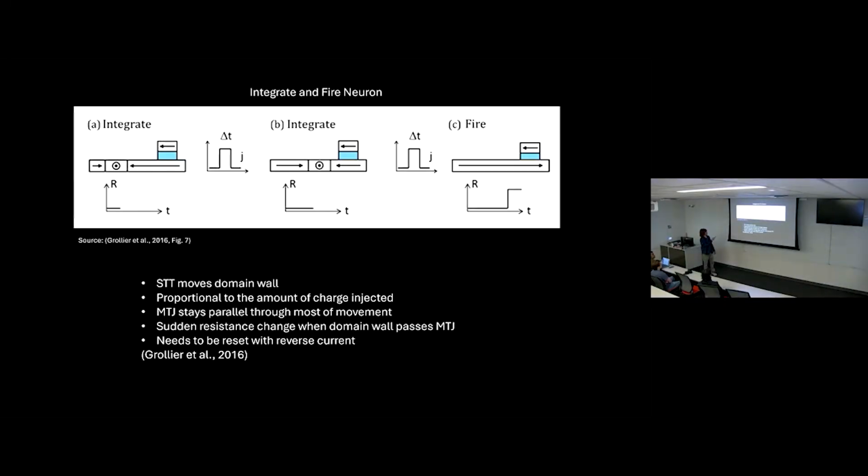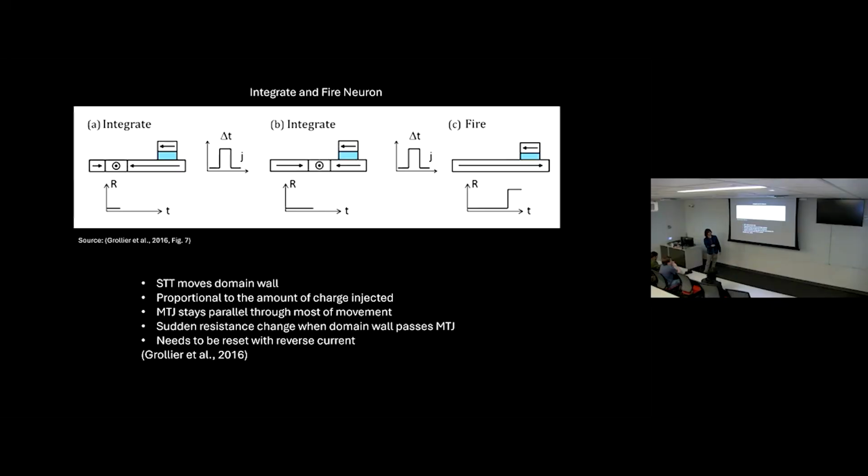Before, it was one long MTJ. Now the MTJ is just right here. And it's the same concept where you have a current pulse moving the domain wall. So you have a current pulse and it slowly moves and it slowly moves. That's integrating. And then once the domain wall passes the MTJ, suddenly it's no longer parallel with low resistance. Now it's anti-parallel with high resistance. So it's the sudden jump in resistance.